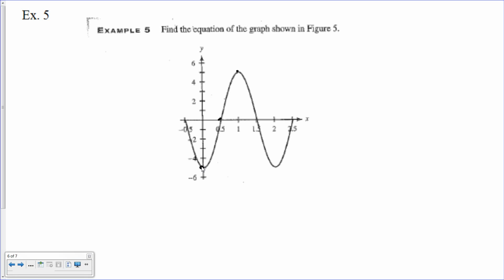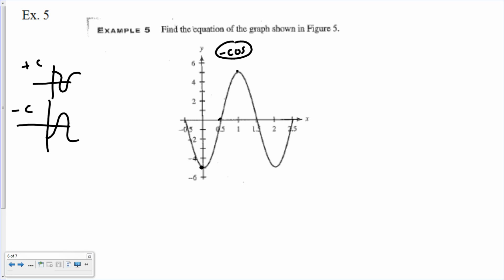So I'm going to think, well, a positive cosine is something that looks like this. So a negative cosine is going to look like this. And so a negative cosine is what I want to use in this graph. So I'm going to just put in negative cosine.